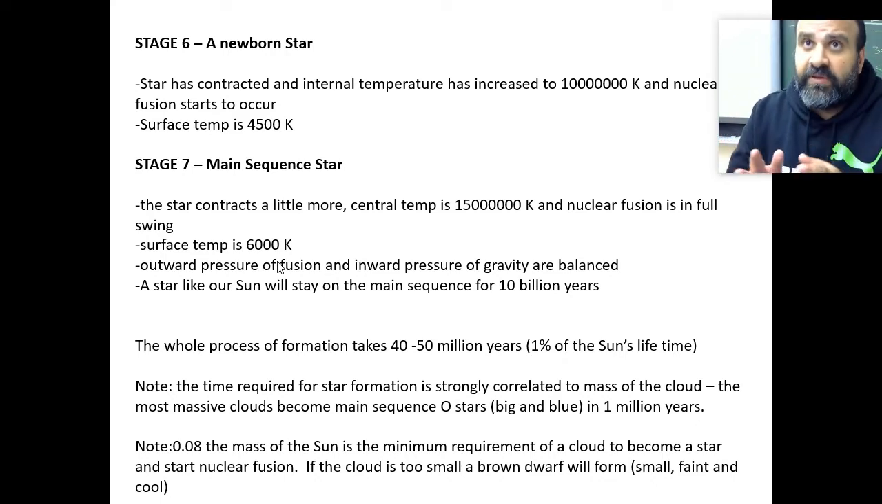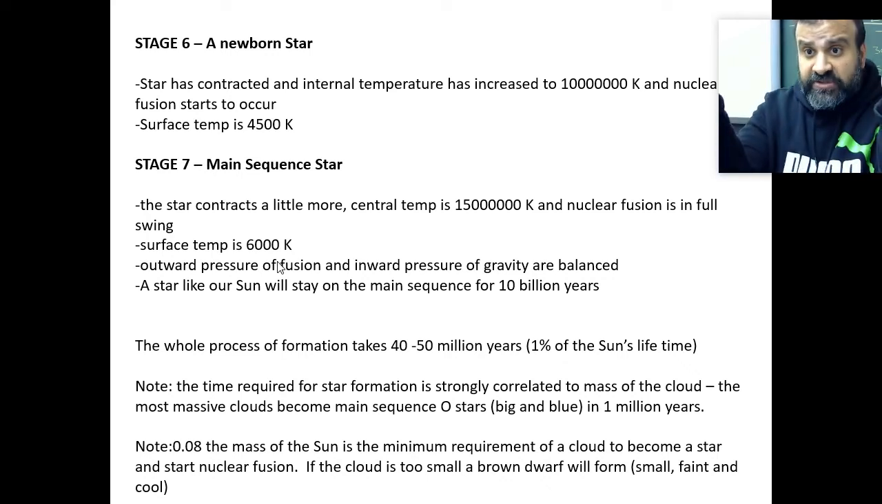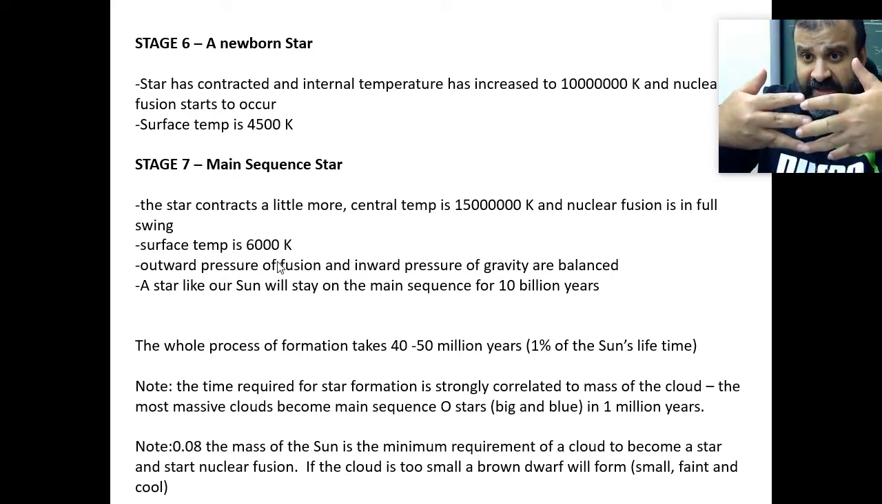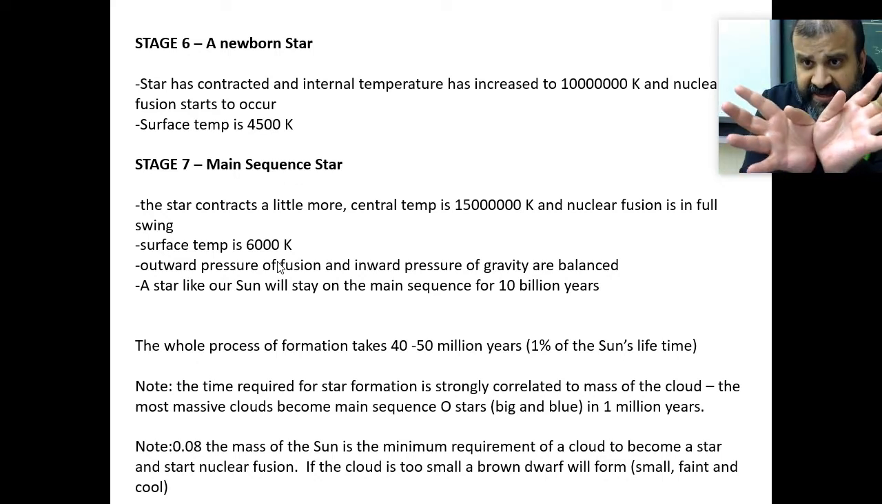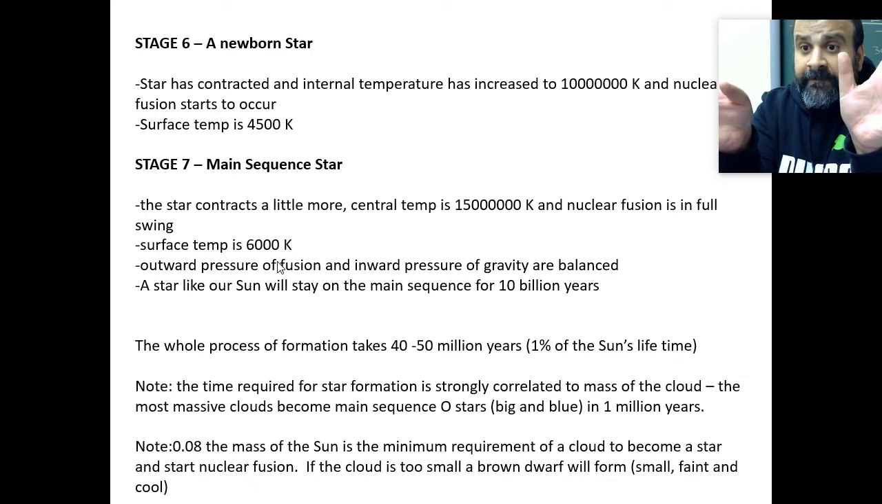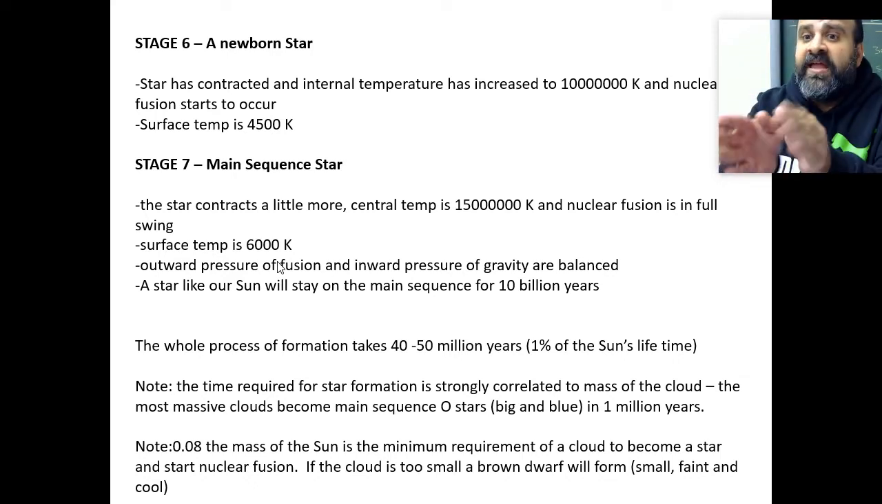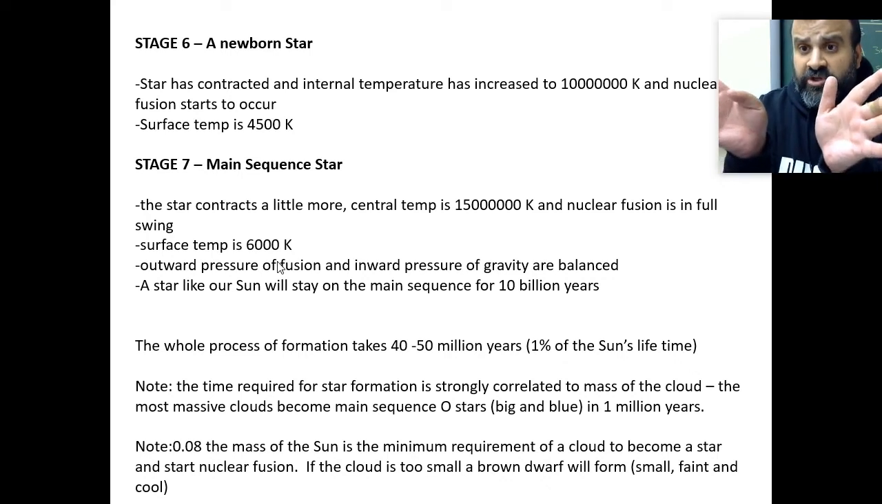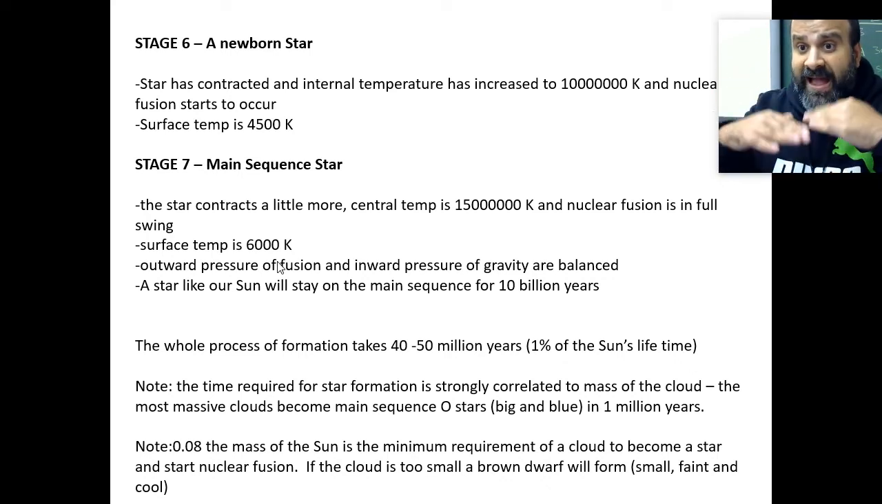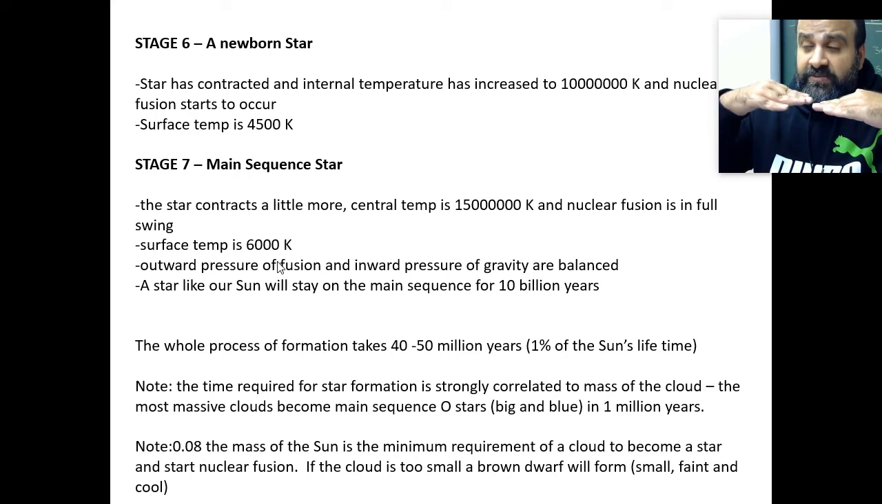But we've got nuclear fusion happening. Nuclear fusion is putting heat and pressure outwards. So we've got gravity coming in. We've got nuclear fusion and heat and energy going outwards. And during the main sequence, the inward crush of gravity and the outward push of nuclear fusion are equal. They're balanced. Okay? So they're balanced.